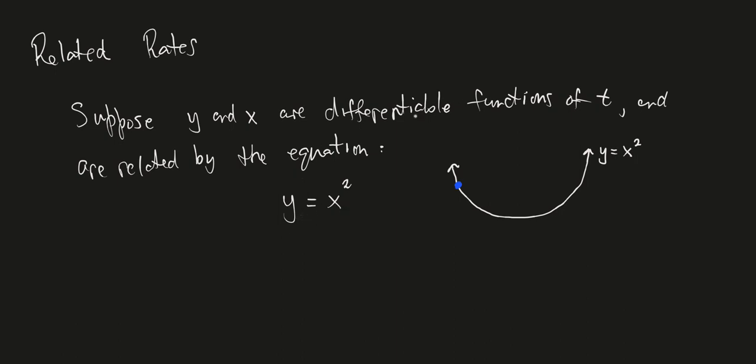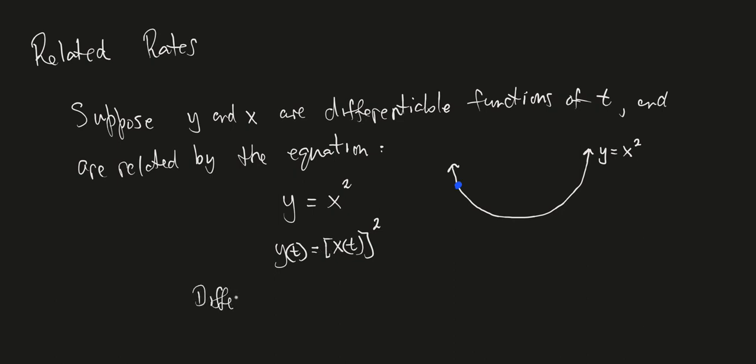Now, the idea that both x and y are functions of t means I can write the equation like this, right? So y of t equals x of t squared. It's still telling me the same relationship. I'm just making it now very clear that x and y are functions of t, right? Now, if that's the case, then if I'm going to differentiate this equation, I would differentiate it with respect to t, like if I want to find the rates, right? So I would differentiate this side with respect to t and this side with respect to t. So let's write that down.